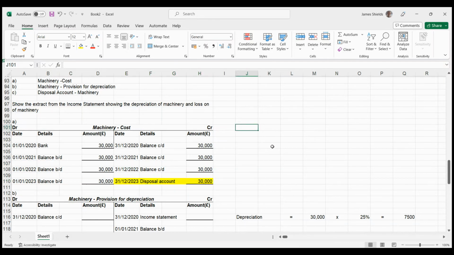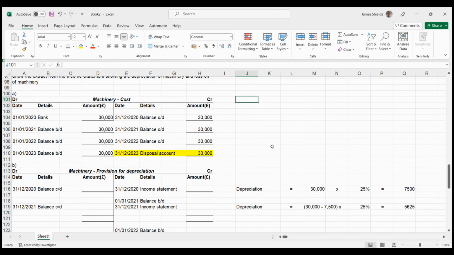Now the depreciation, and this time it's a bit different than last time because we've got the reducing balance method. So for the income statement, it's going to be the cost, take away the previous depreciation, for the first year is 0, times 25%, so it's going to be £7,500 in the income statement. So that's the depreciation charge for the year.